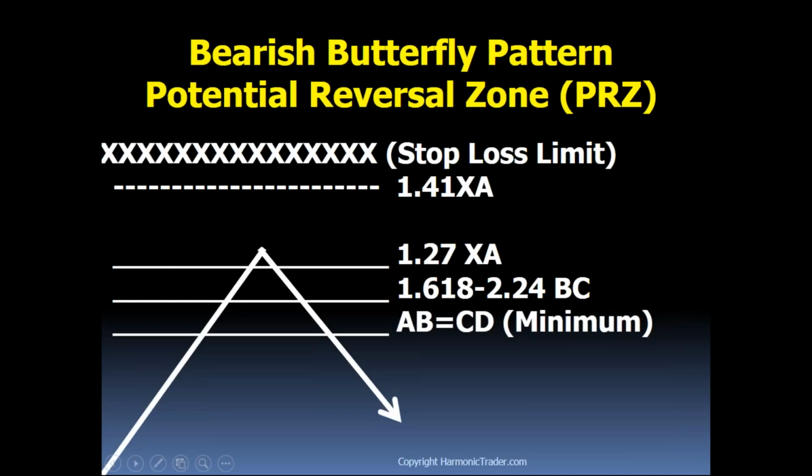The bearish butterfly pattern potential reversal zone has all of the critical numbers, but we have to realize the minimums: ABCD minimum, 1.618 BC minimum, 1.27 XA minimum. All three of these measures come together to find that harmonic resistance zone, and our stop loss limit is right above that 1.41 number.